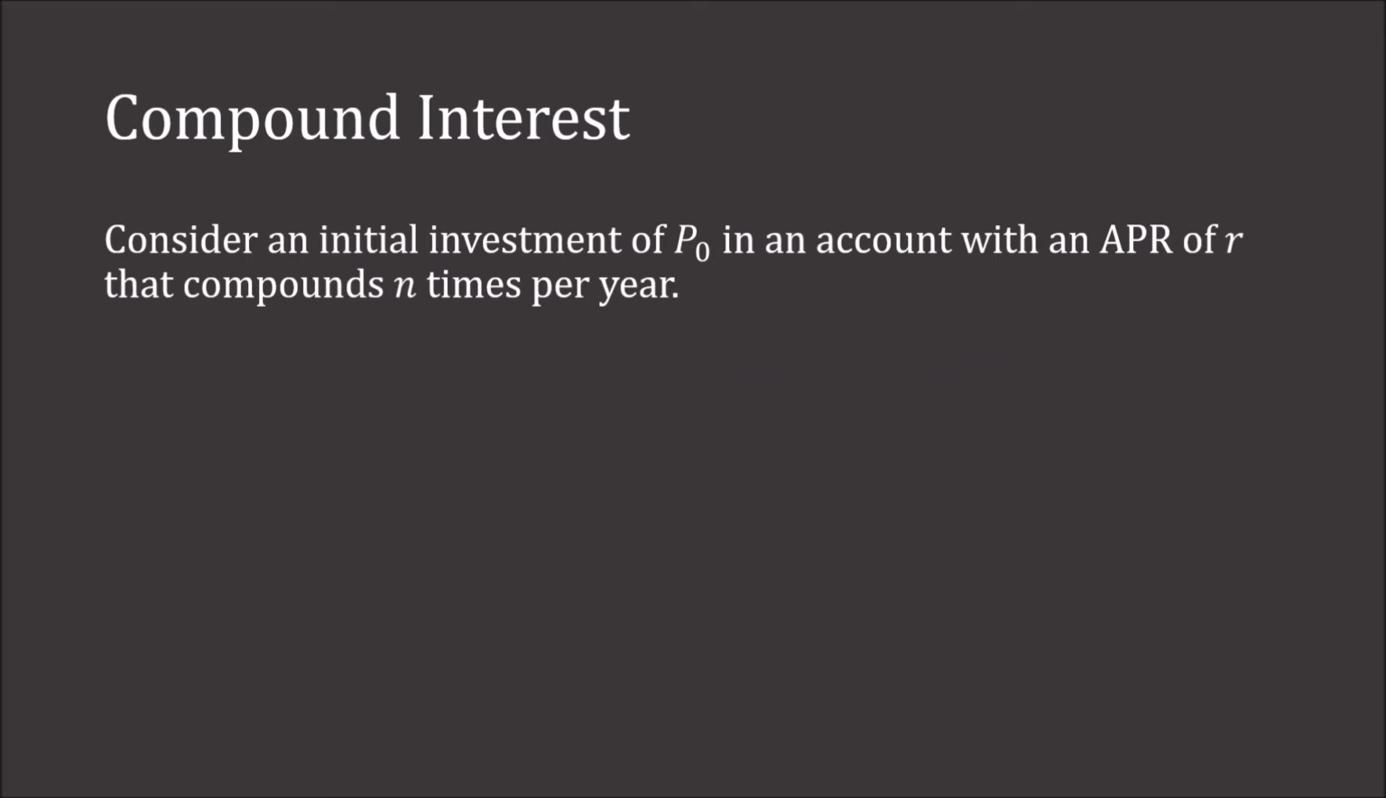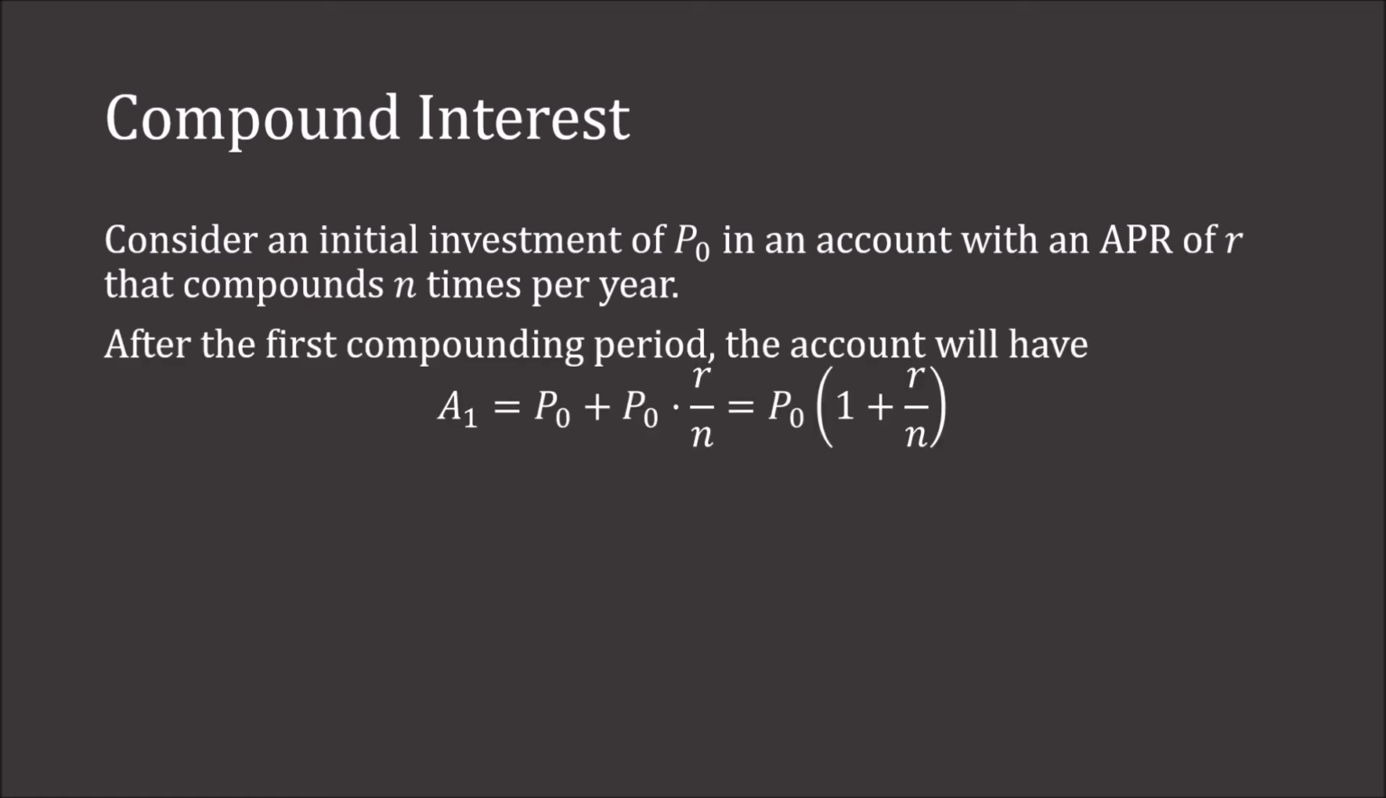So let's consider an initial investment of P0 in an account with an APR of r that compounds n times per year. So after the first compounding period, the account will have A1 is equal to P naught plus P naught times r over n, right? So it's our initial investment plus how much interest we gained, which is our annual percentage rate divided by the total number of compounds.